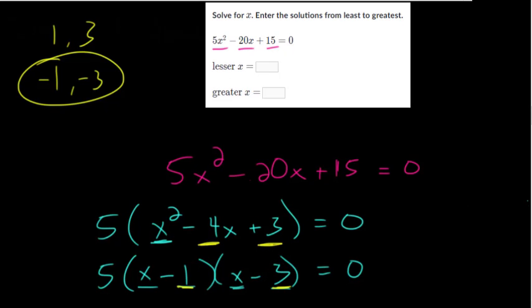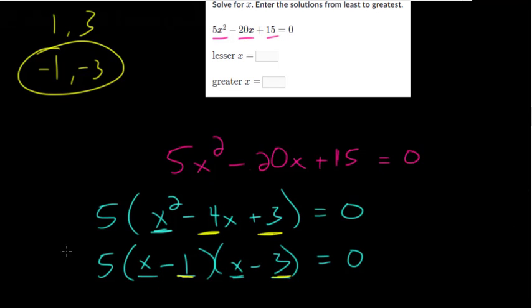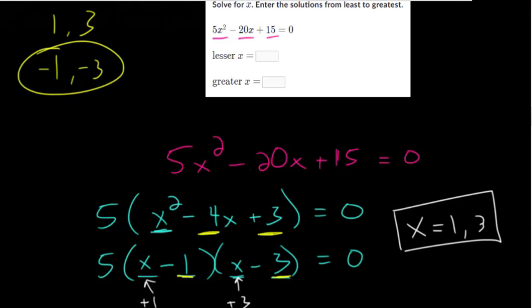And at this point, we just use our zero product property. So which x values would you plug in here or here to make each of these expressions equal to 0? So in this one, it would be positive 1. And in this one, it would be positive 3. If you put 1 in here, this becomes 0 times 1 minus 3, which is negative 2. And 0 times anything is 0. And the same would be true here. 3 minus 3 is 0. And over here, you'd have 2. So 0 times 2 times 5 is 0. So our solutions are 1 and 3. And both of those are positive. So we can put them in the box. Our lesser one is just the smaller one, 1. And the greater one is 3.